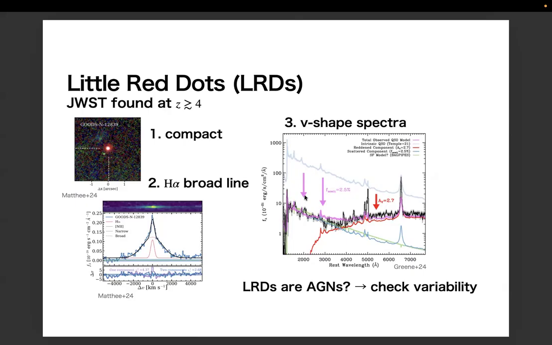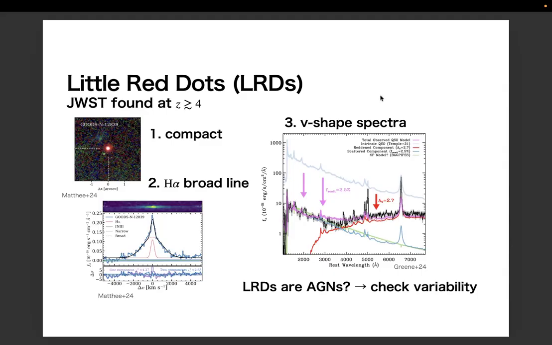They have a kind of unique spectrum in UV and optical. They have a V-shaped spectrum, with blue UV and red optical. At first, people saw this red component as maybe dust-reddened quasars, as shown in the red color.